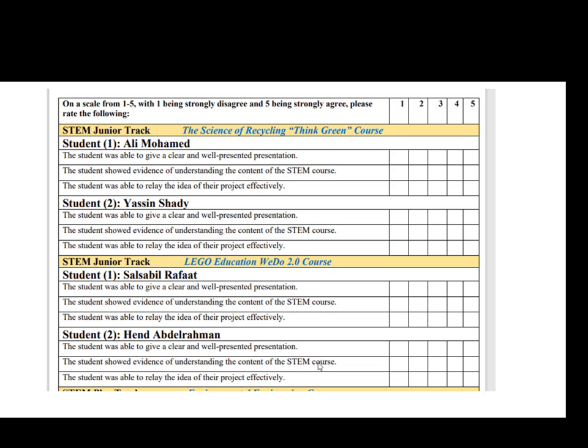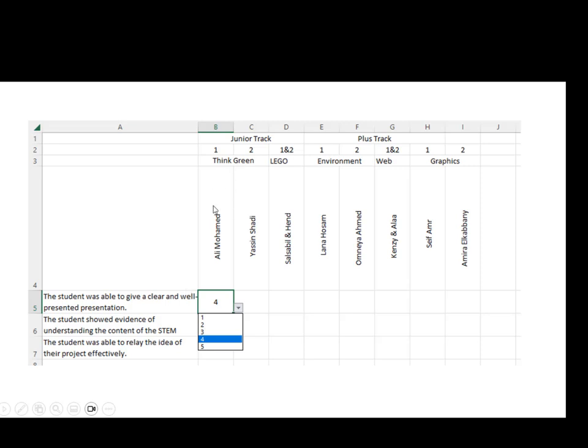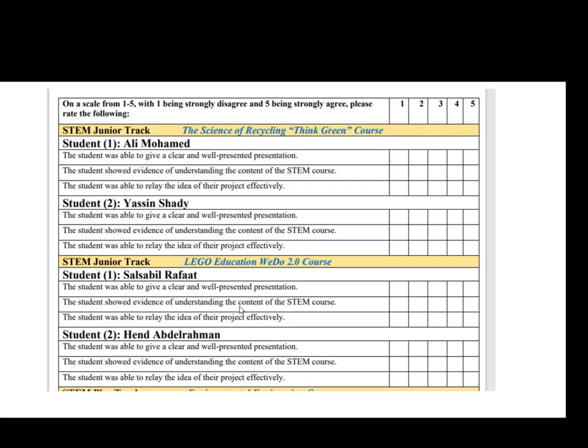And the last example is an evaluation form for students in a school contest, where they have the names of the students. What I noticed is that the criteria are repeated. The student was able to give a clear and well presented presentation. Look here. Again, the other students for different STEM plus tasks, but with the same evaluation repeated. Therefore, I said no, I should put the name of the students here and which track, junior track or plus track, and put the evaluation criteria once in the first column and use a drop-down list of evaluation marks from 1 to 5 to simplify the look of the table. Look at the difference between this table and the very crowded tables above.